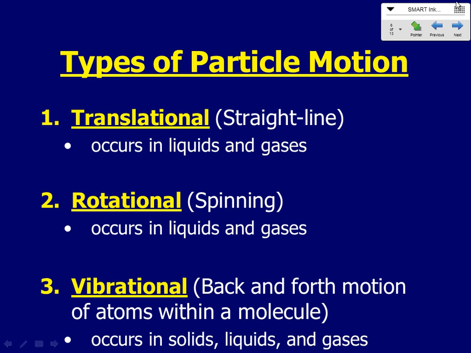There are essentially three types of motion that any object can have. This is not true just for gas particles or solid particles or liquid particles or molecular particles. This is true for anything. Any object, if you think about it, can only have these three types of motion. Translational motion, straight line movement.